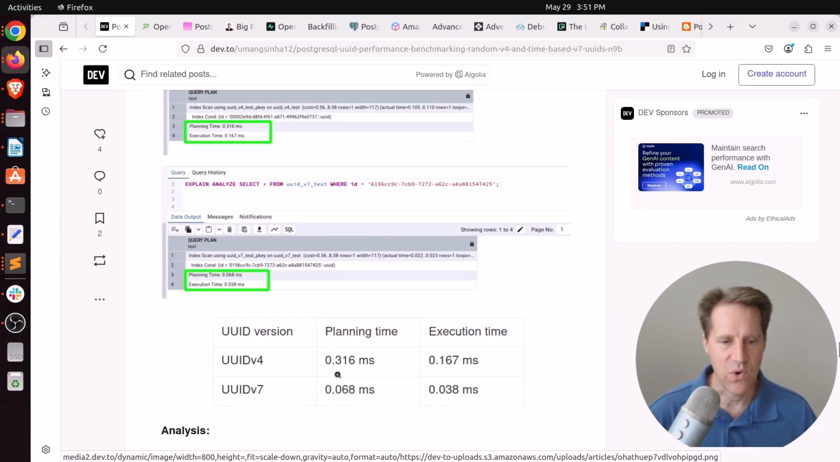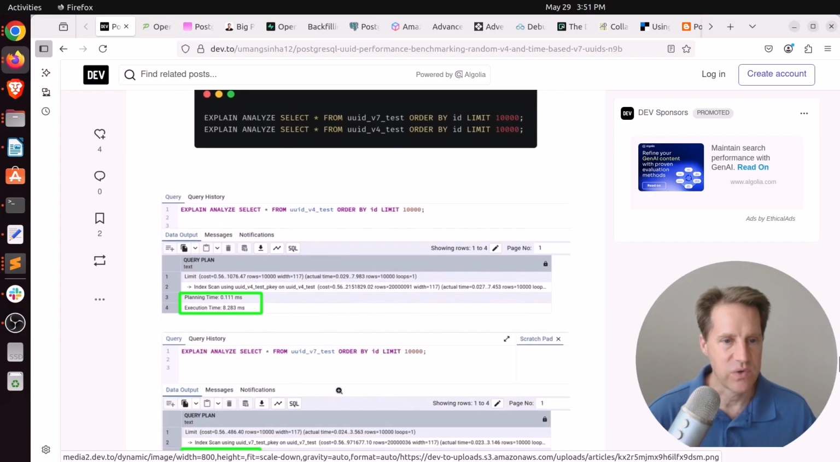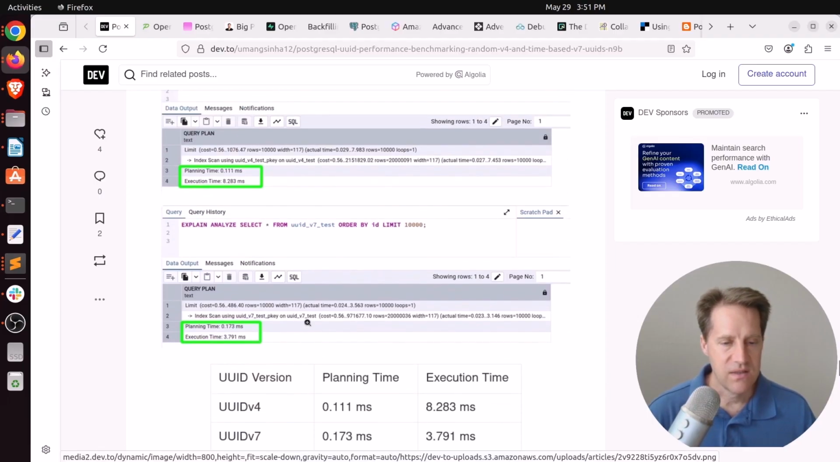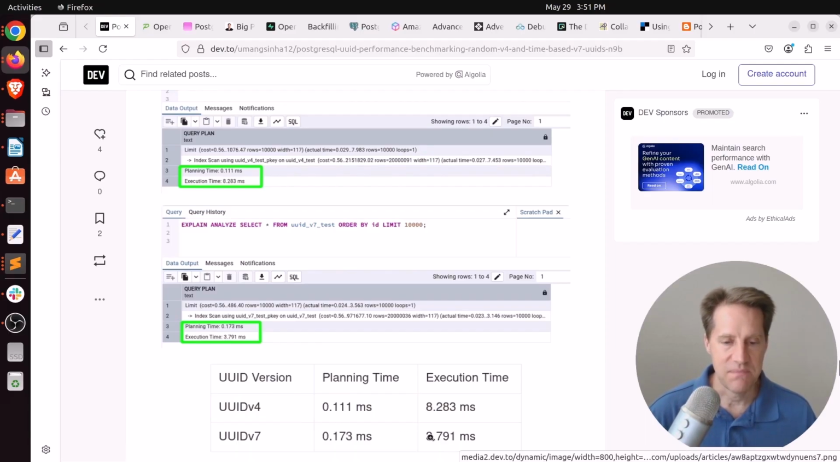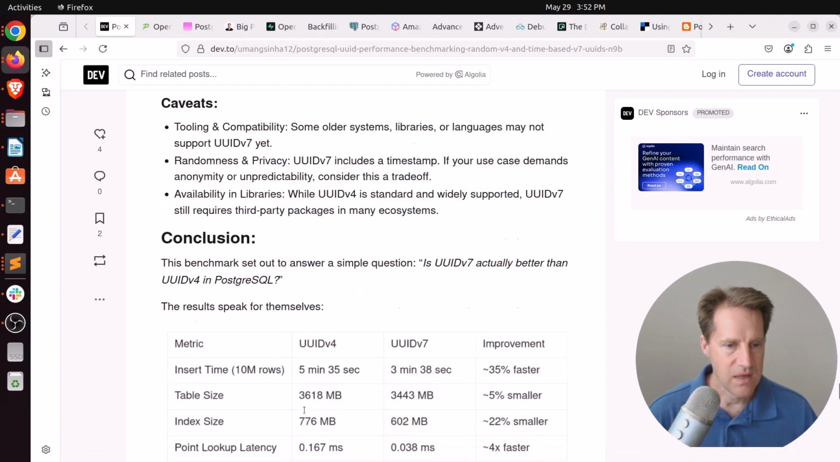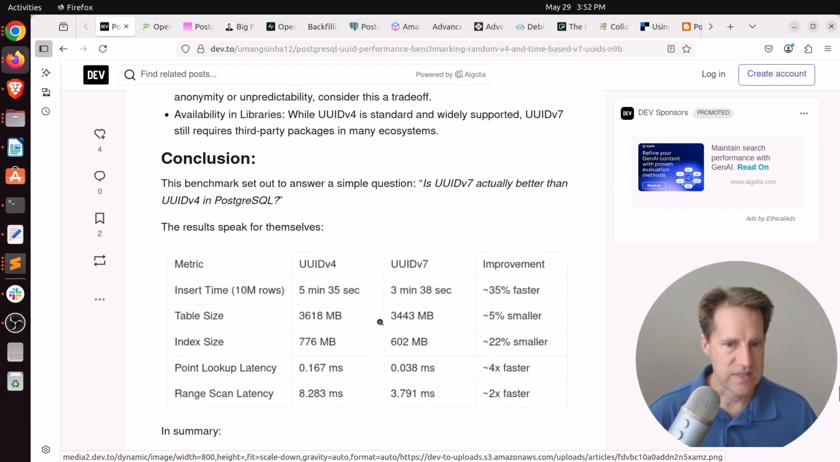The reason I don't quite know if this change is valid is because when you look at doing a range scan, pulling out a range of IDs, the planning time was actually faster in version 4 compared to version 7. But in terms of execution time, it was twice as fast pulling out a range of IDs compared to the version 4 random UUID.